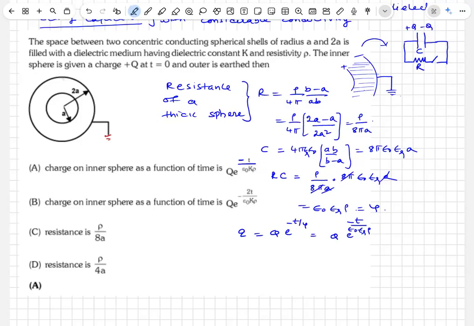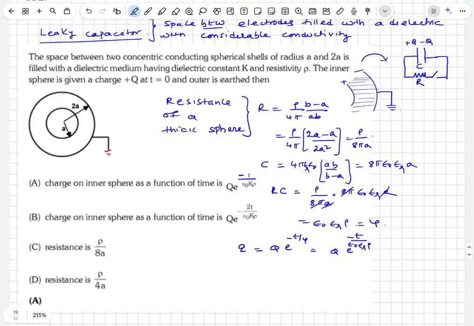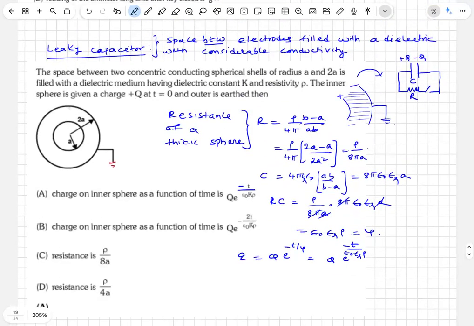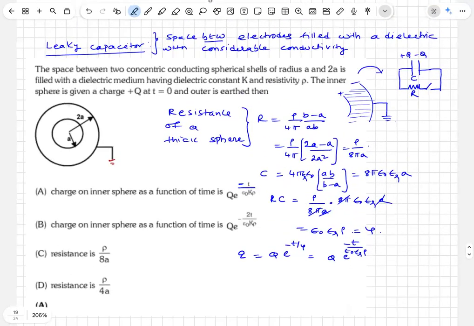I have done everything. Leaky capacitor, one model is what I have. See, when I am dealing, I am covering regular basic models from Singhal, some problems from Irodov, Pathfinder maximum, SRG, which is a very difficult book. All the questions I am covering.